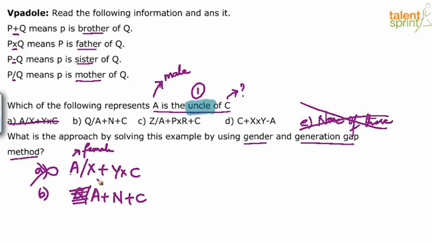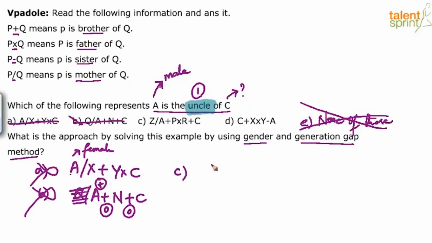Now brother of N, meaning yes, A is a male person, right? A's gender is clear. A is a male person. But A is the brother of N means generation gap is 0. N is also the brother of C means generation gap is 0. The total generation gap between A and C is 0. Yes or no? A is the brother of N, N is the brother of C, means A is the brother of C, but we want A to be the uncle of C. So B also is eliminated. Option B is also eliminated.